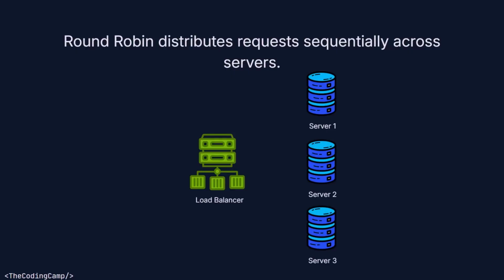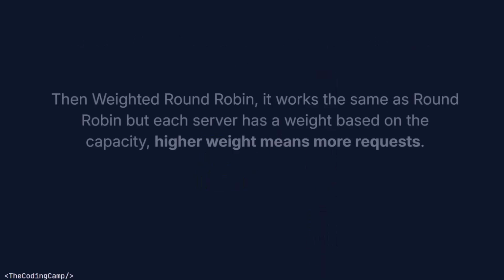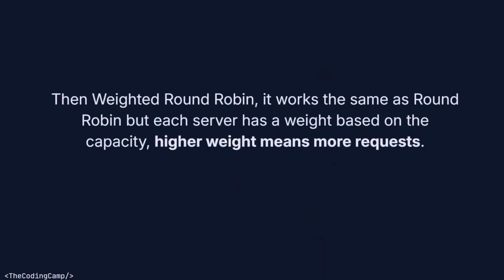First, round robin, which distributes requests sequentially across servers. It's simple and easy to implement, but can result in uneven workloads. Then weighted round robin. It works the same as round robin, but each server has a weight based on its capacity. Higher weight means more requests. This is more efficient than round robin, but still not dynamic, since it doesn't react to real-time workload.